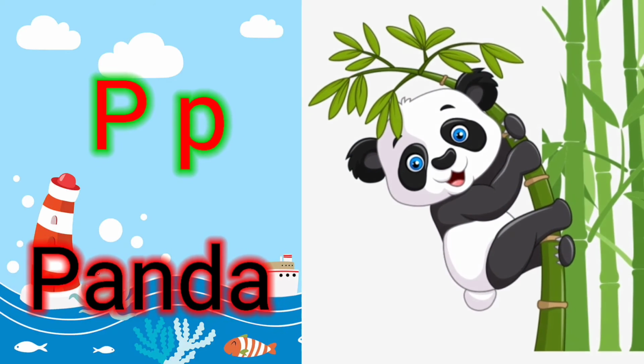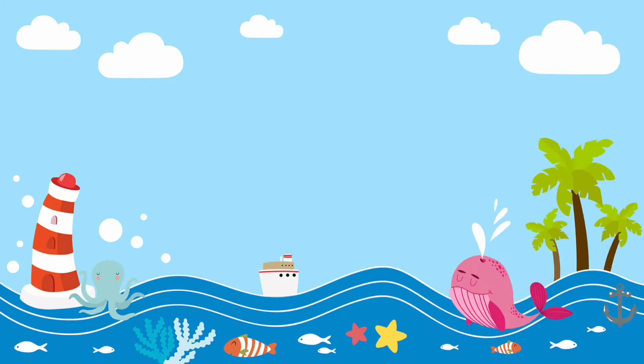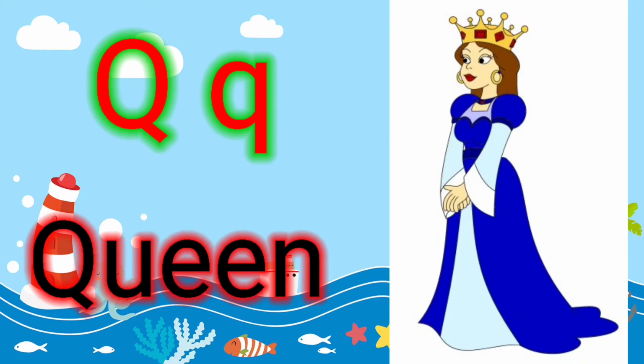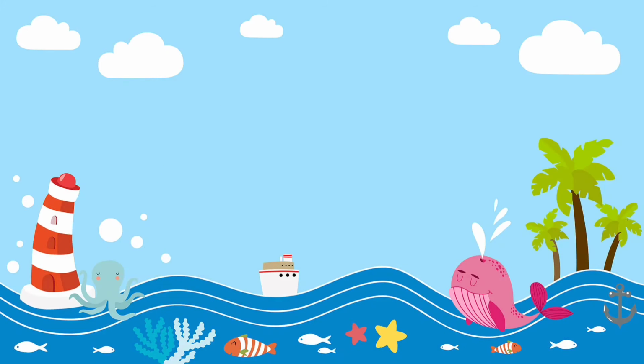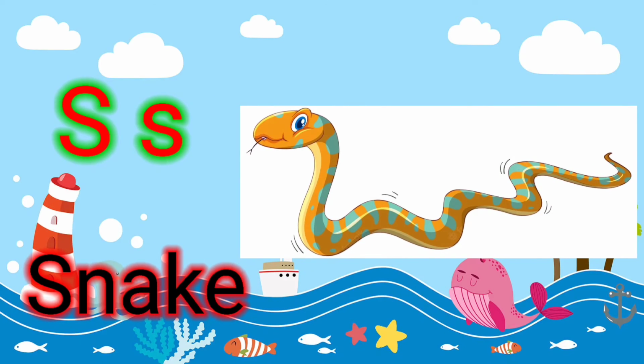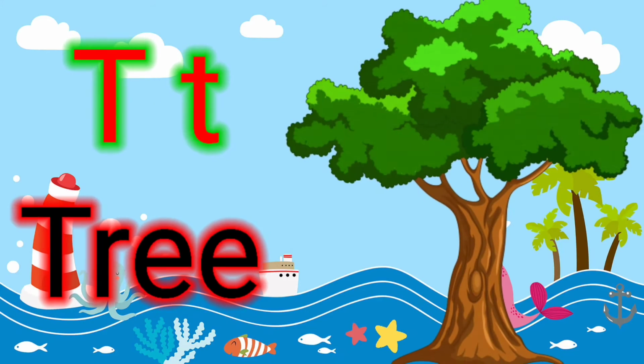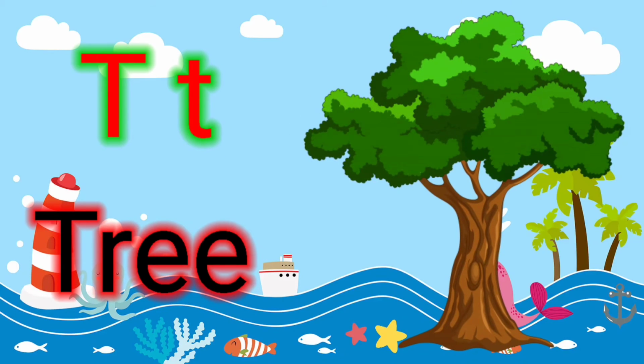P for panda. Q for queen. R for rainbow. S for snake. T for tree.